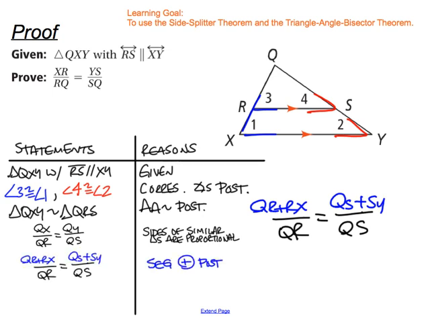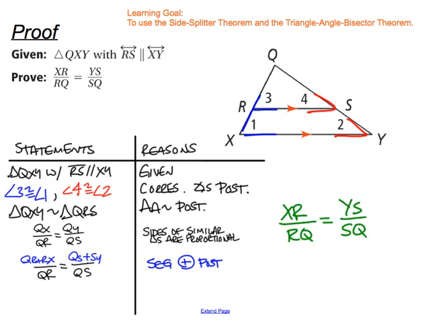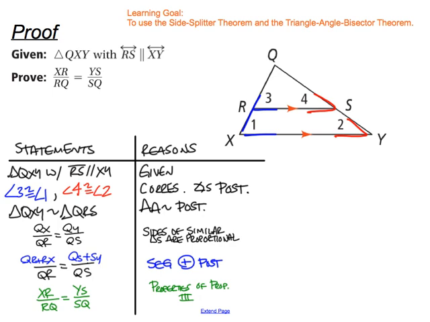And finally, if I think back to the third property of proportions, the third property of proportions allowed me to add the denominator to the numerator of each ratio. So by reversing the third property of proportions, I can get rid of the QR because that's the denominator, and I can get rid of QS because that's the denominator of this fraction. So I end up with RX over QR equals SY over QS. And since order doesn't matter, a quick rearranging of the letters gives us XR over RQ equals YS over SQ, which is what we were looking to prove. And again, the reason for this final statement is property of proportion number 3.